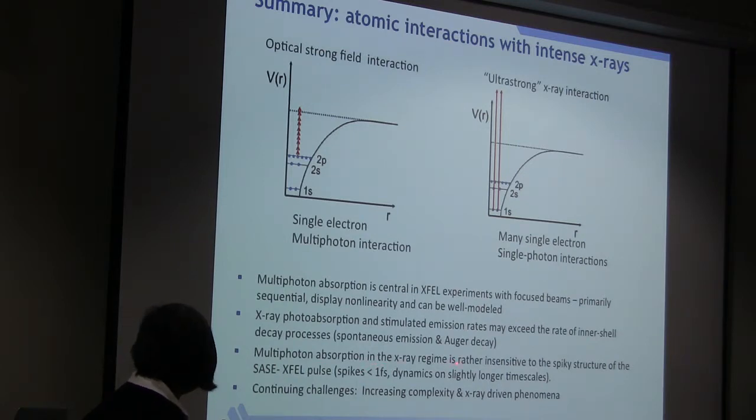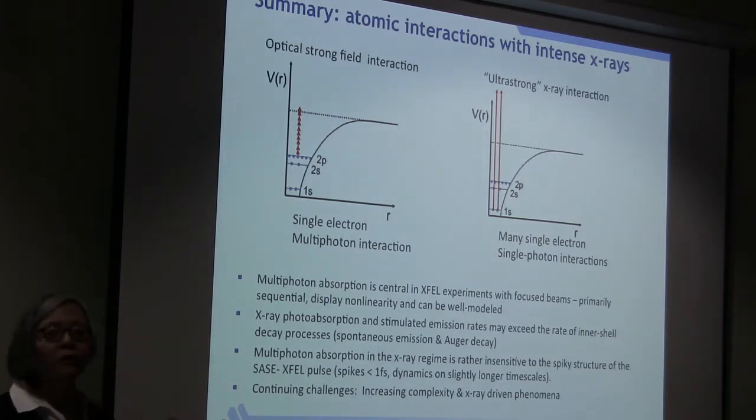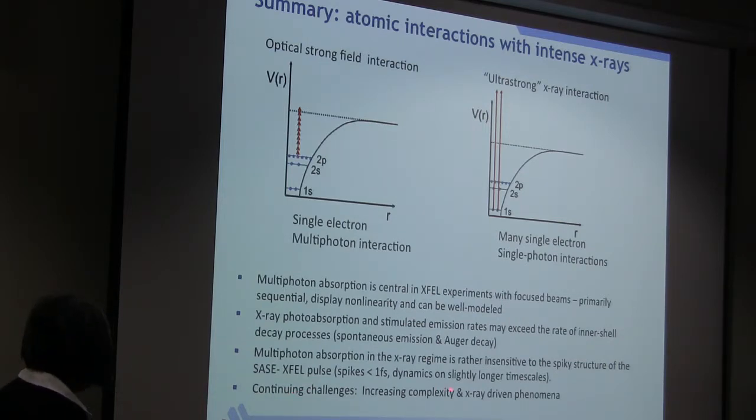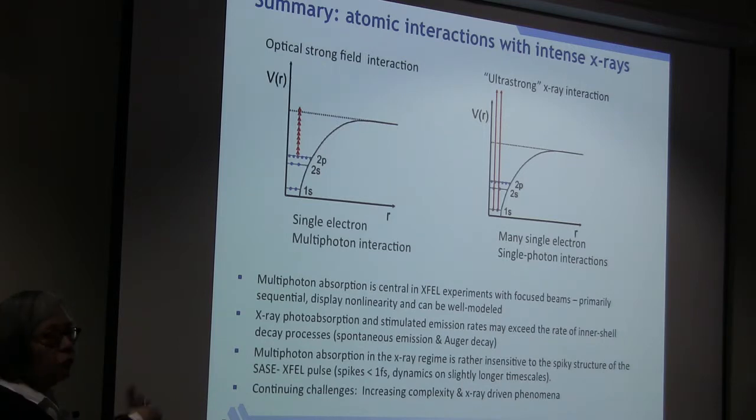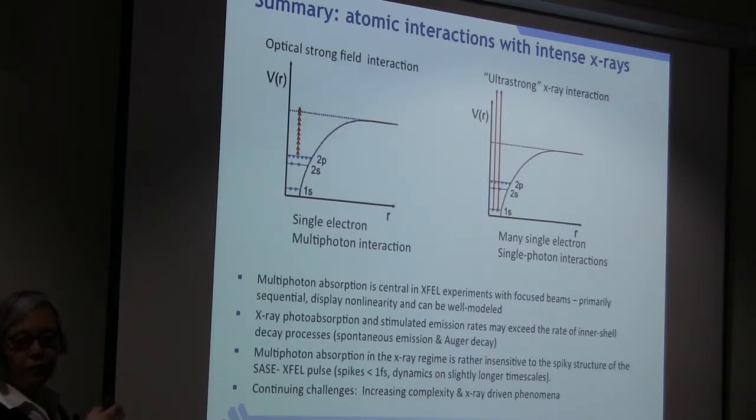Multiphoton absorption in the X-ray regime is a little bit insensitive to the spiky structure of the SASE pulses. They're all basically single photon type processes. But there are continuing challenges, which I'll tell you about tomorrow, if you really want to go to imaging things, to look at molecules and bigger things, in increasing complexity. And of course the real challenge is if you'd like to start to control inner shell dynamics, you obviously need better X-ray lasers than what I talked about now. But those are interesting continuing challenges.